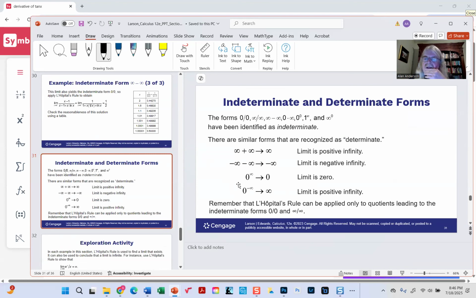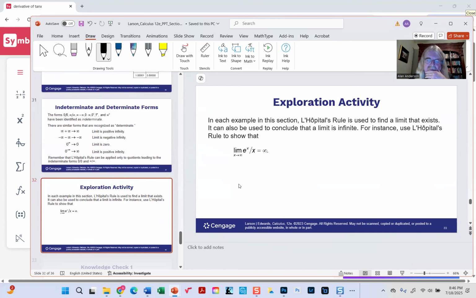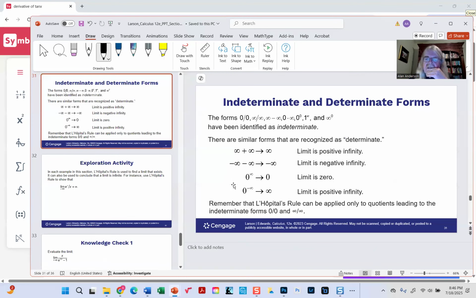Okay. Now here, what they want us to do is note that if you have infinity plus infinity, that counts as infinity, and it's defined as not indeterminate but determinate, meaning we can find a solution. Negative infinity minus negative infinity is negative infinity, any way you look at it. That's a determinate form. 0 to the infinity is just 0. 0 to the negative infinity is considered to be infinity. So with those, we don't need to worry about L'Hopital's rule because we actually have an answer.